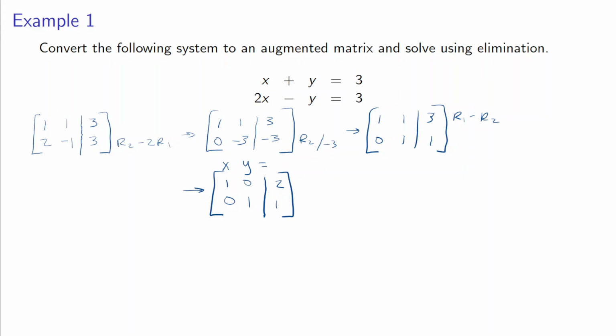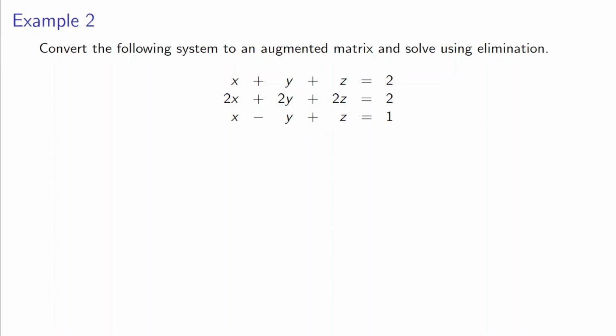So that first row in this last matrix here basically says that 1 times x, which is just x, plus 0 times y equals 2. So we get that x equals 2. And this second row says 0 times x, so I'm not even going to write that, plus 1 times y, so just y equals 1. And so we get our solution to this system, x equals 2, y equals 1.